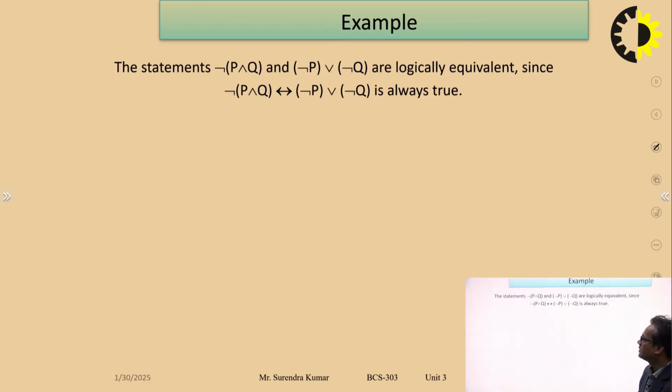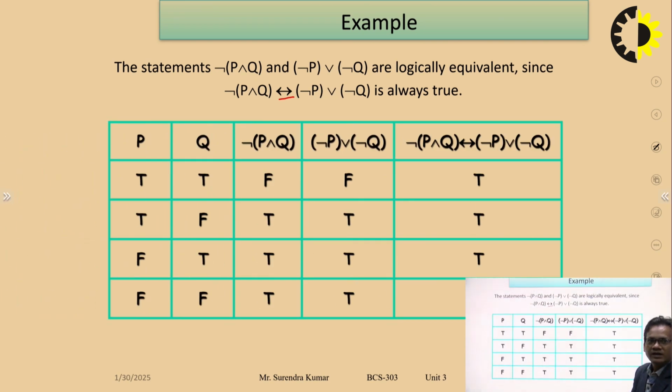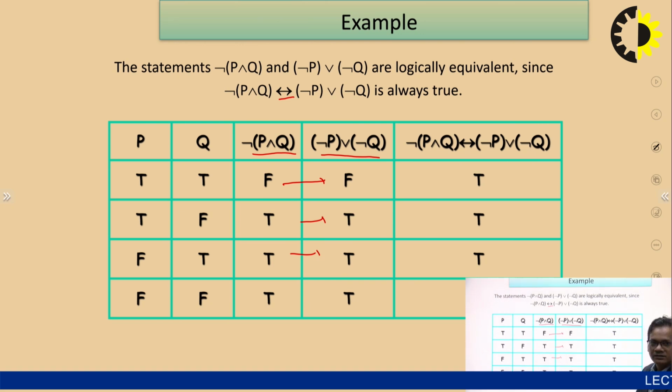Next we take this example: negation of (P and Q) and negation P or negation Q are logically equivalent. We can say this is always true for the double implication, if and only if. We can prove it using this truth table. We created a truth table for negation of (P and Q), and a truth table for negation P or negation Q. Using double implication, if you find all true, then it is called logical equivalence.